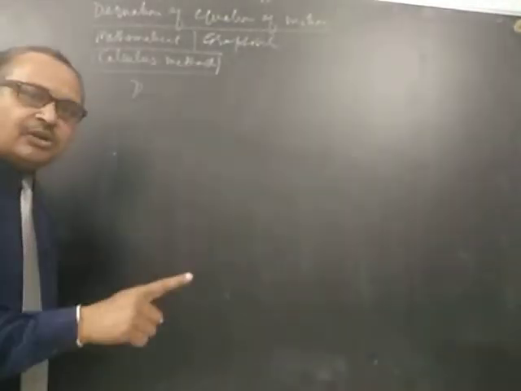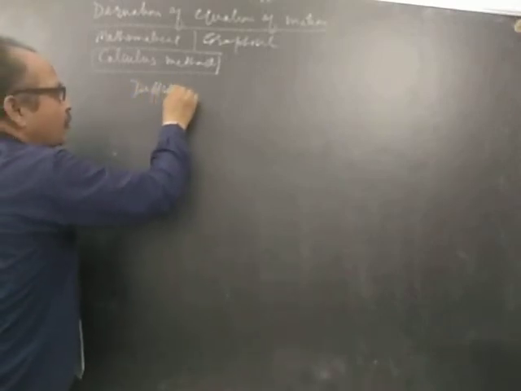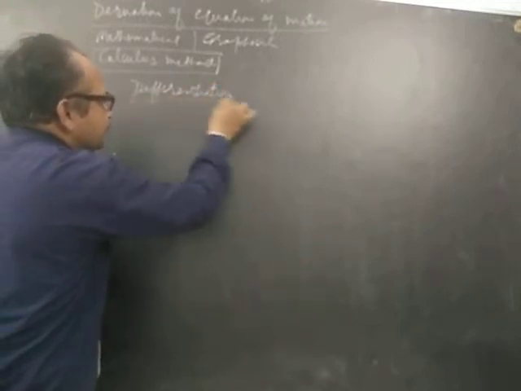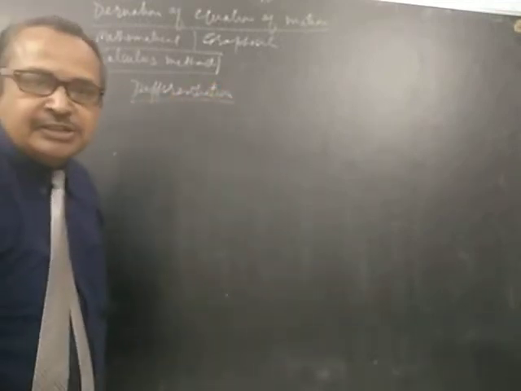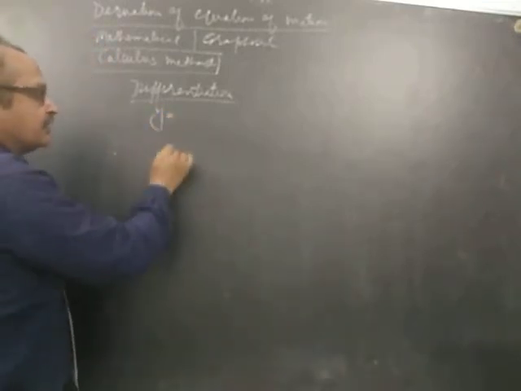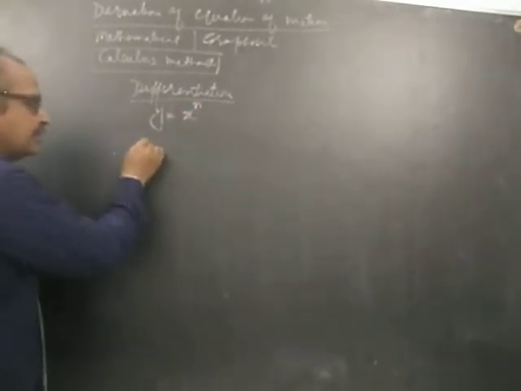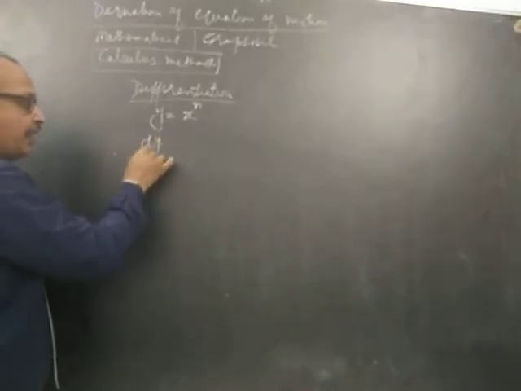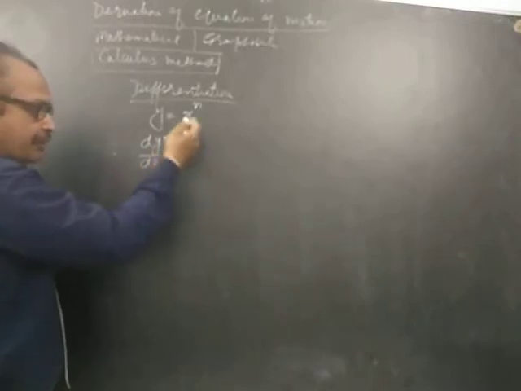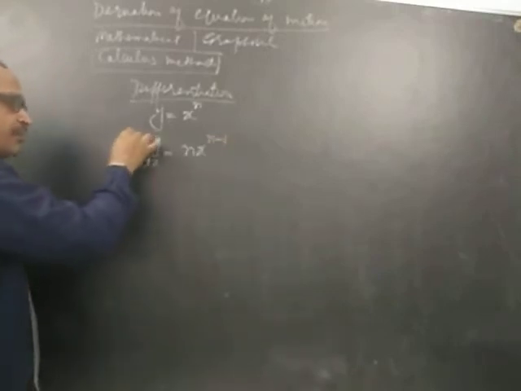And in that slot, last time I explained to you about differentiation. This concept we have already discussed. Whenever we have a function written in the form of x raised to the power n, then the derivative of y, which is dy by dx, is given by power down, x raised to the power n minus 1.